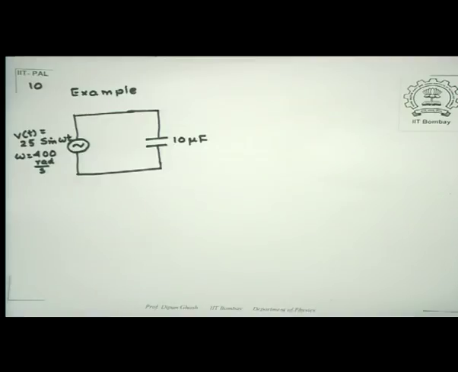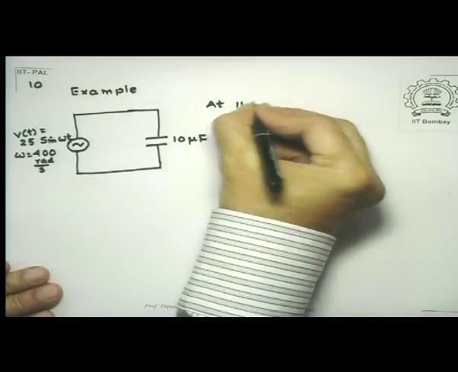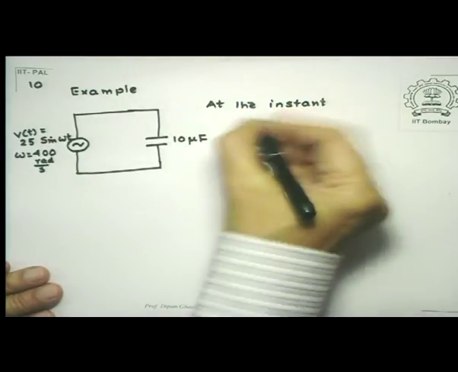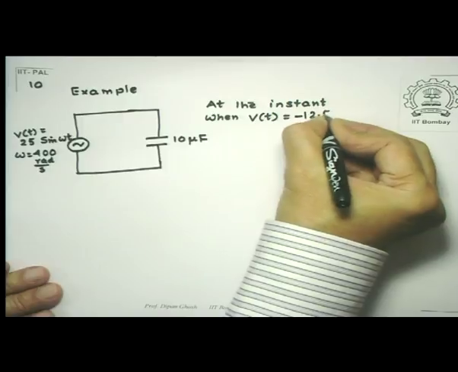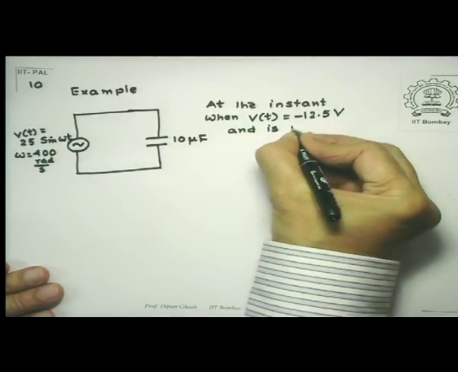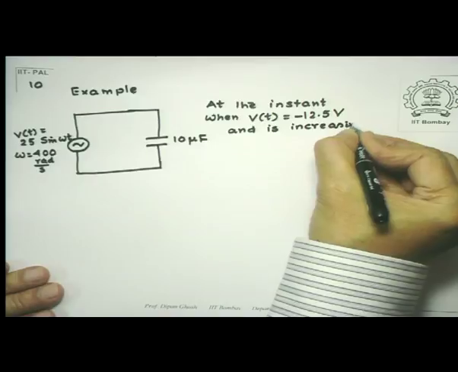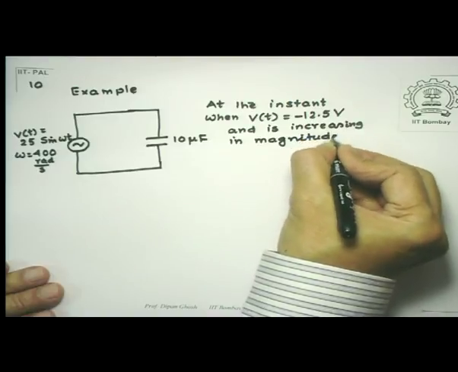In the previous example, I had an inductor connected. So once again, my question is the following, that first of course we'll find out various quantities connected with this circuit, and then we say at the instant when V of t is minus 12.5 volts and is increasing in magnitude, what is the current?